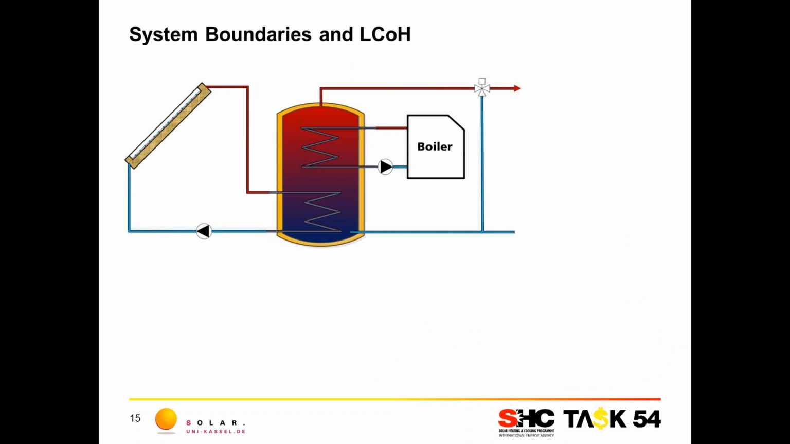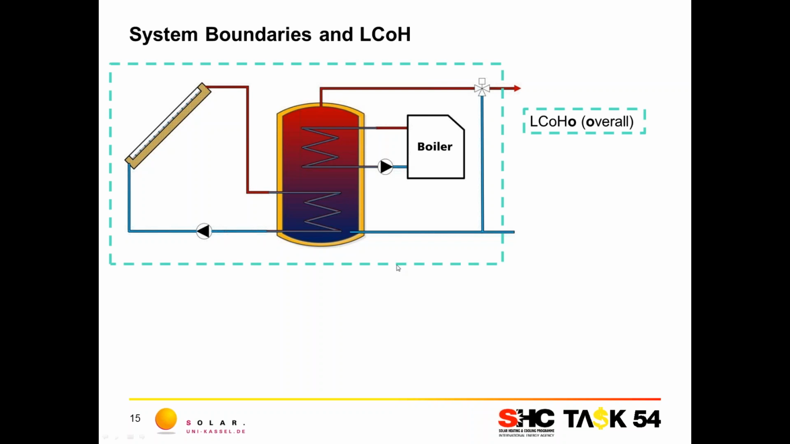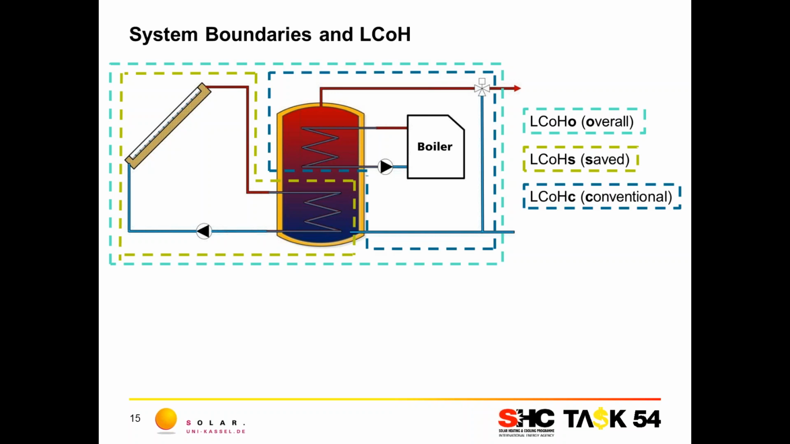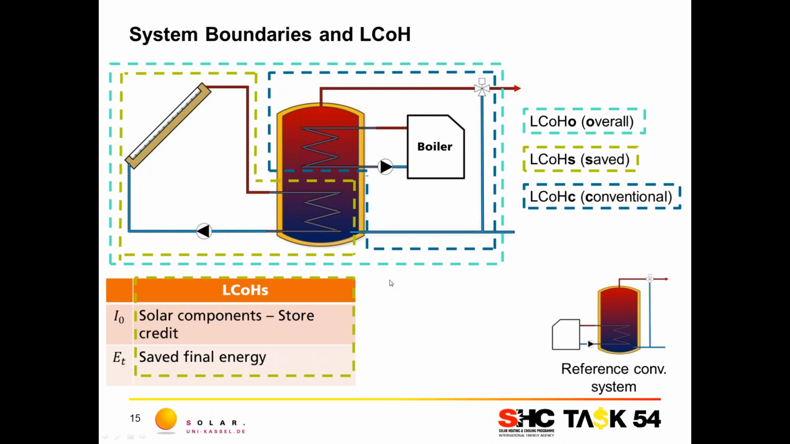So here what we did indeed is that we didn't define only one LCOH but 3. And they are all depending on where you set the boundary of your system. So first of all, if you consider the entire solar assisted heating system, then we define the so-called levelized cost of heat for the overall system, LCOHO. If you only consider the solar part, it was the LCOHS, which is for the energy which is saved thanks to the solar heating system. And finally, as a twin of this LCOHS, we have the LCOHC, which is focusing on the conventional parts of the total system. And this, of course, has an impact on the different terms that we use in the equation.